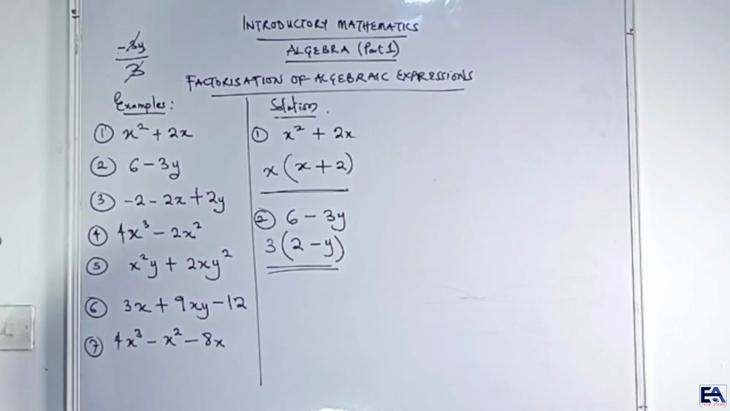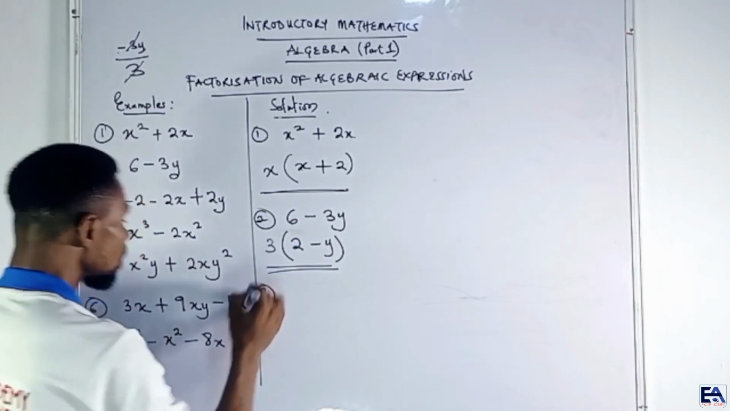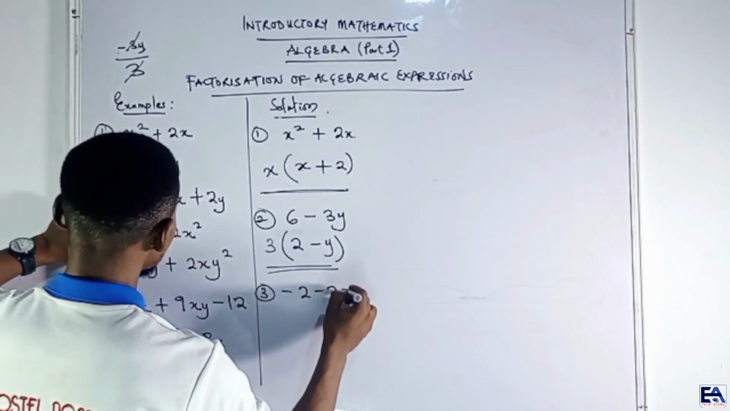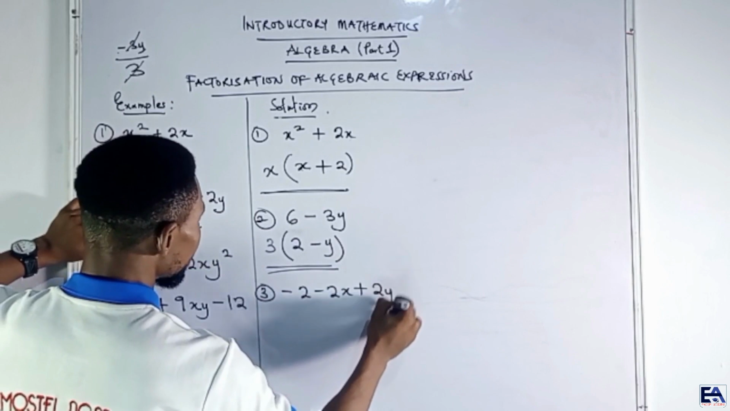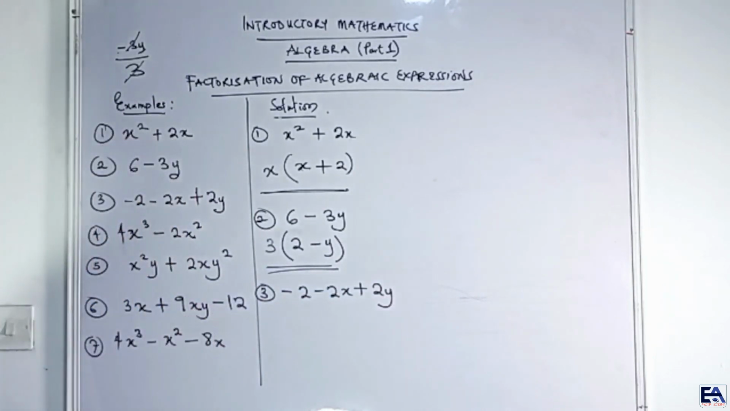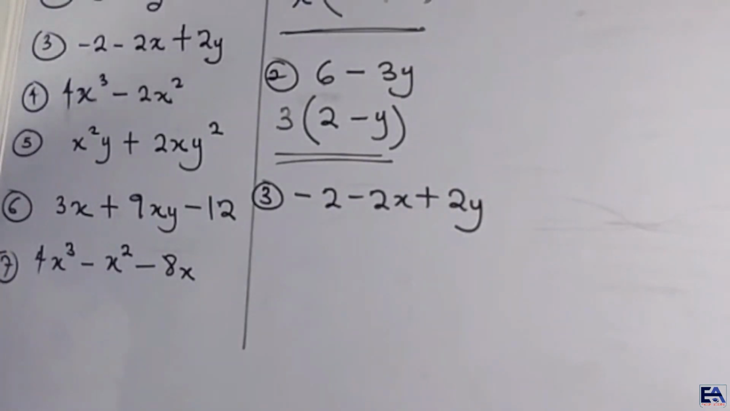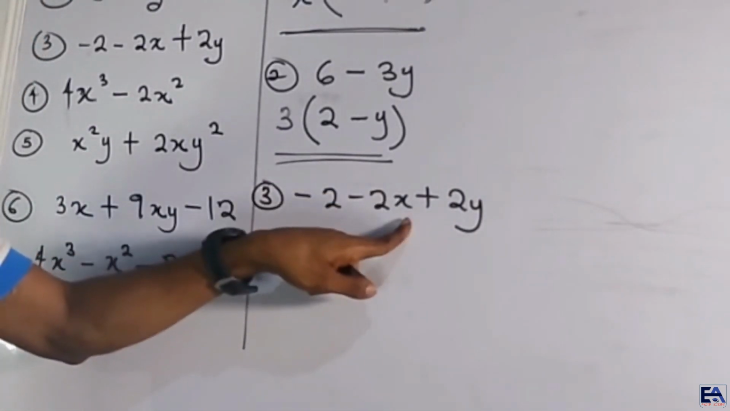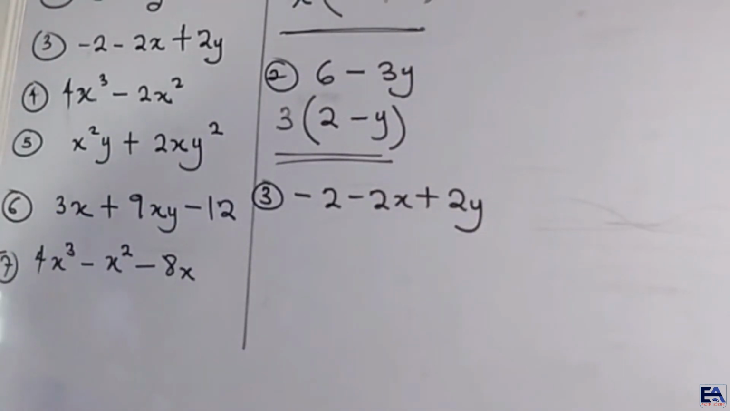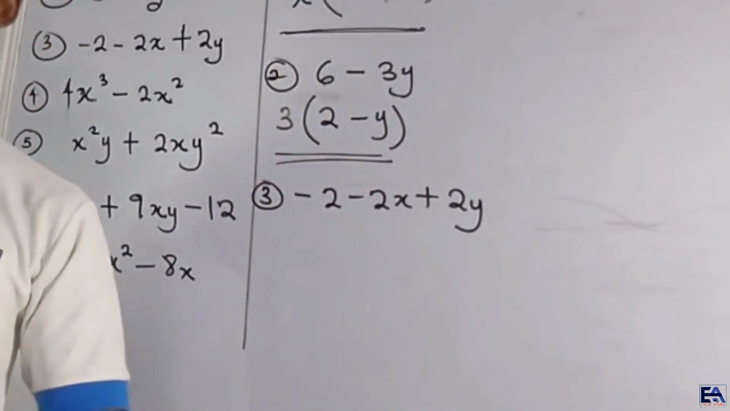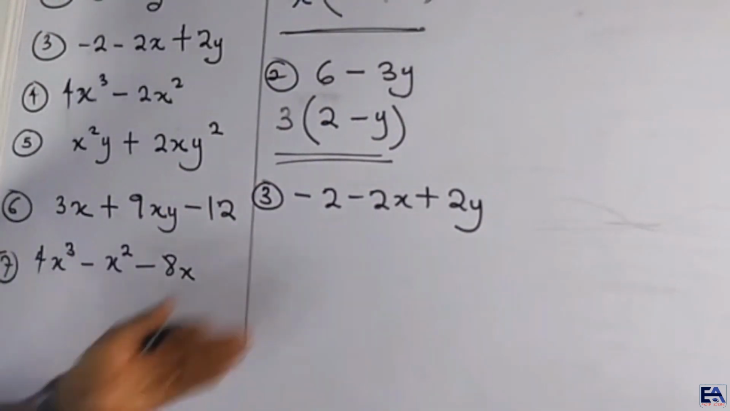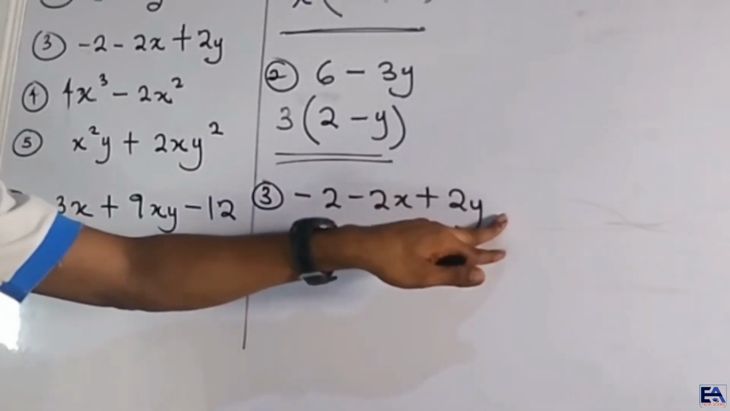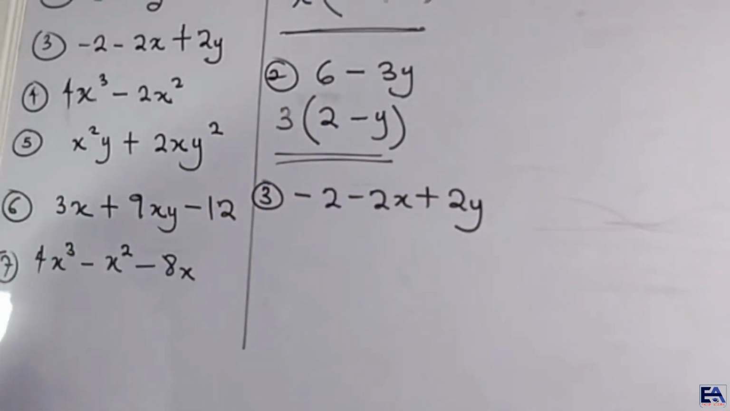You get that? Good. So number 3 says minus 2 minus 2x plus 2y. As you can see, looking at this directly, you will see that 2 is common to everything there. 2 can divide this term, it can divide this term, it can divide this term. So 2 is a common factor across all the terms. But apart from 2, nothing else is common, because x can only divide here, it cannot divide this term. y can divide this term, but y cannot divide here. So 2 is a common factor.